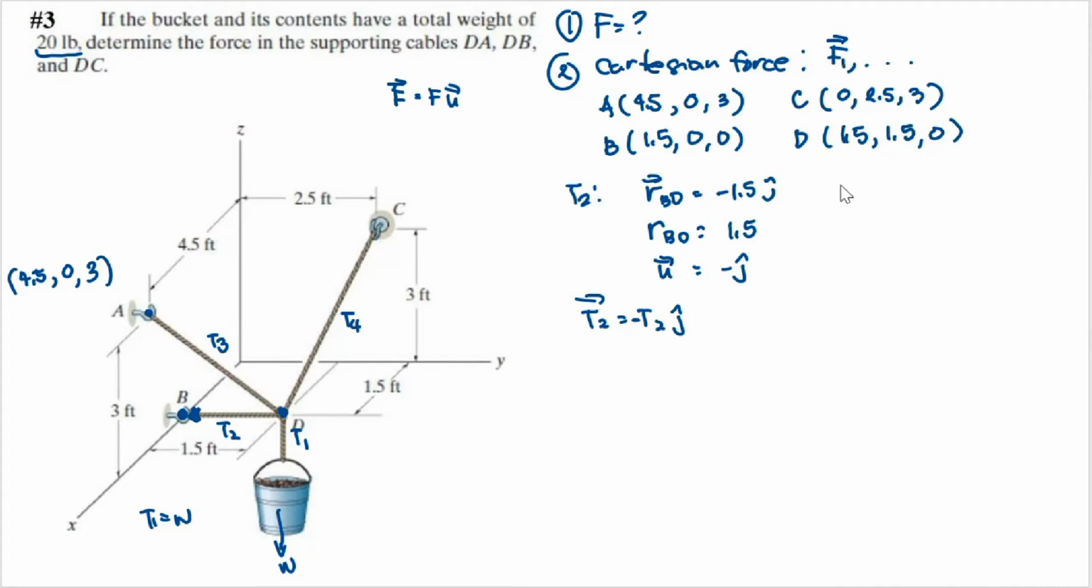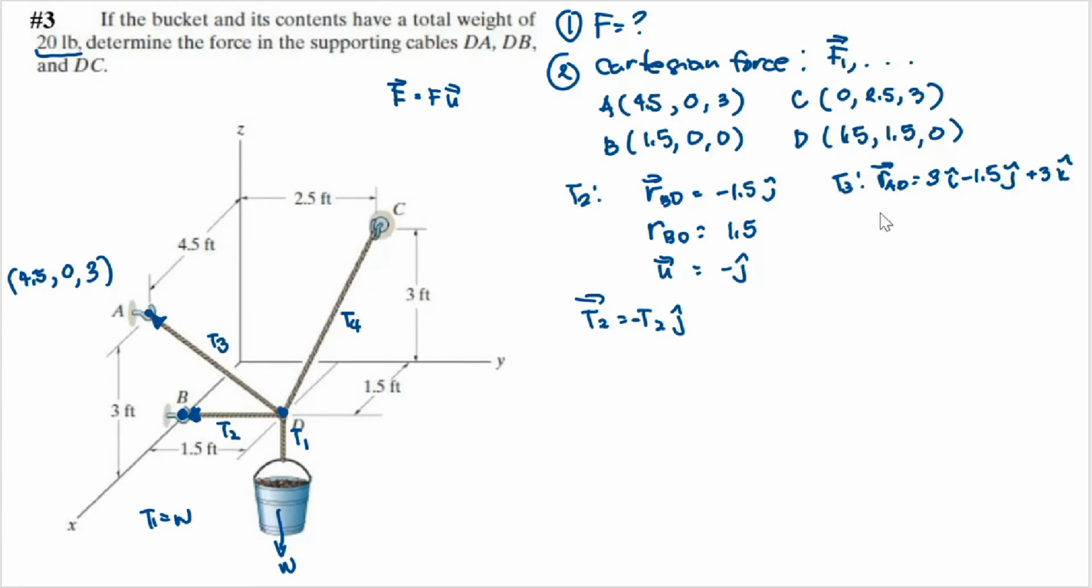Now for T3, we will write T3 here so that all four fit. So for T3, this is the head, so that is A minus D, R AD. For the position vector, 4.5 minus 1.5, so that is 3 i hat. 0 minus 1.5, negative 1.5 j hat. Then 3 minus 0, so that is positive 3 k hat.